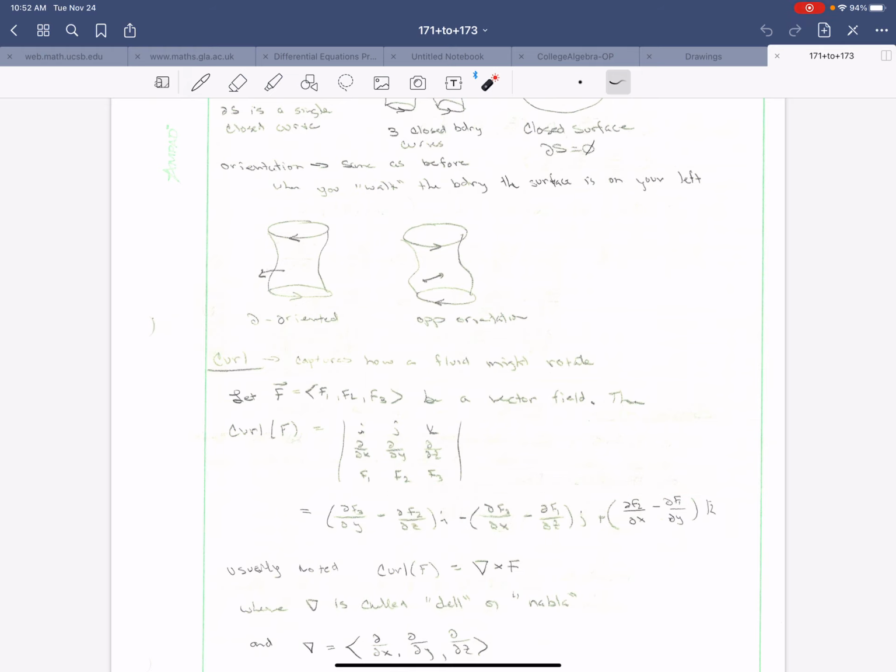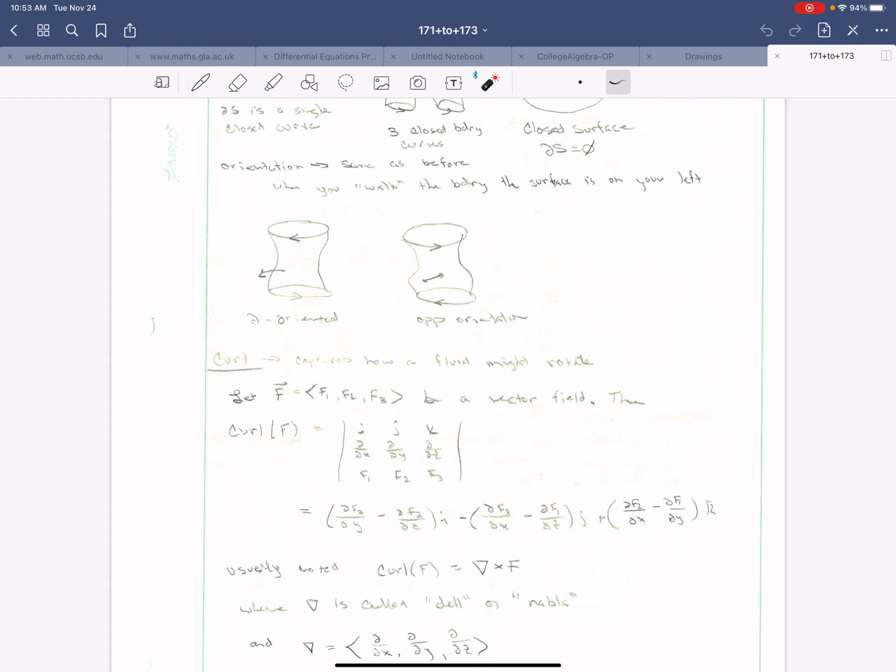You can see that if I cross out the i, I get df3 dy, which is right there, and then minus df2 dz, that's right there. When I cross out the j's, I'll get a minus there, and then it should be df3 dx, which is right there, and then df1 dz, which is right there. So all I'm doing is the natural cross product.